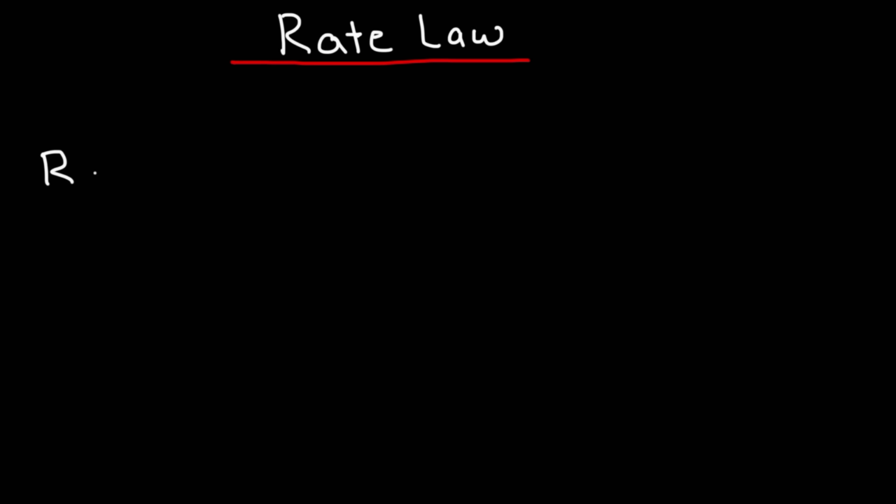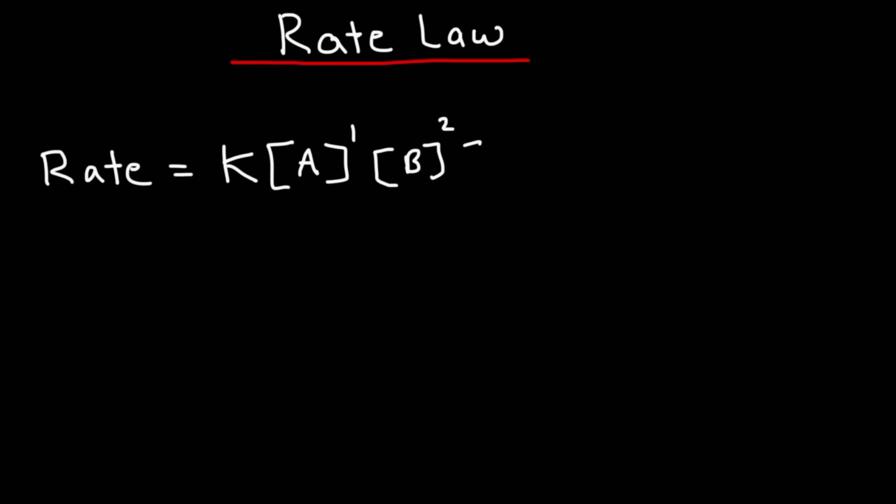So here's a typical rate law expression. In this equation, the rate of the chemical reaction is equal to some rate constant k times the concentration of A, let's say to the first power, times the concentration of B to the second power, times the concentration of C to the third power, times the concentration of D, let's say to the 0 power.